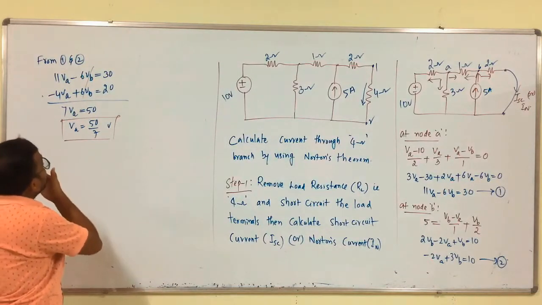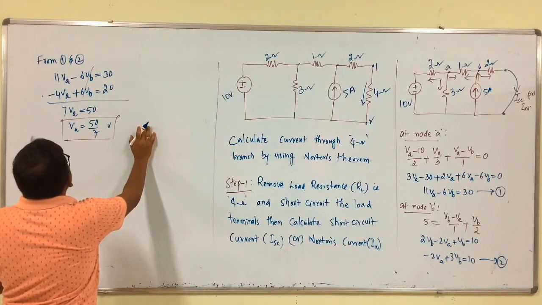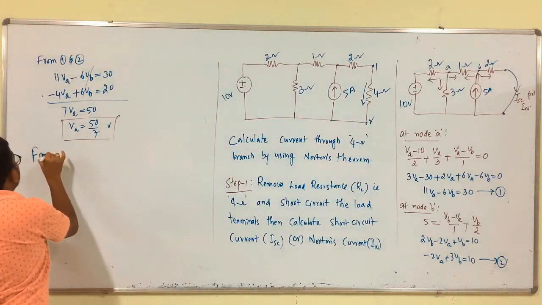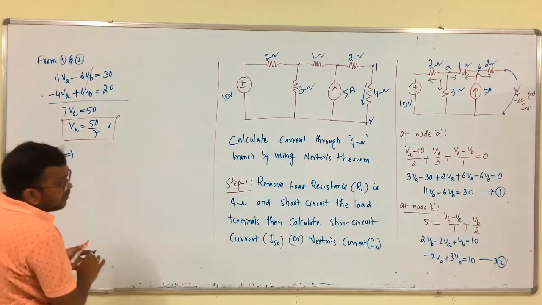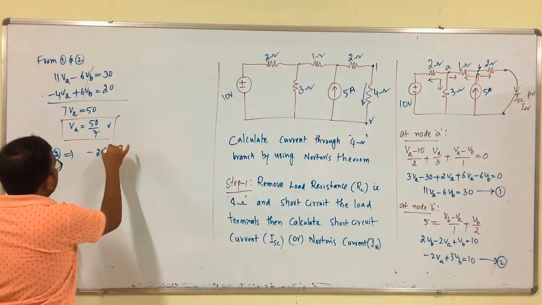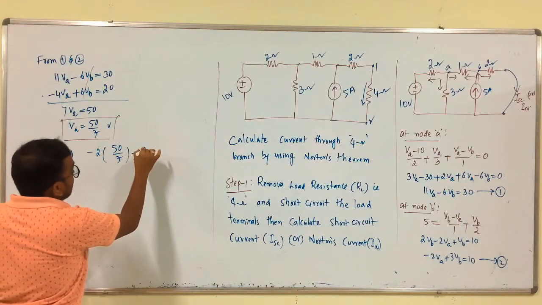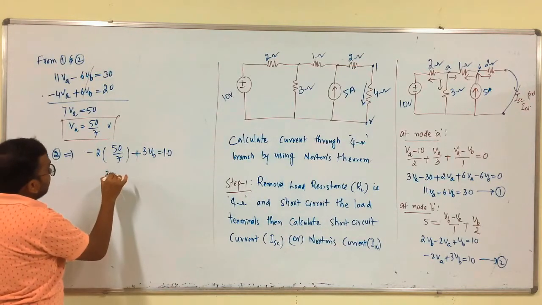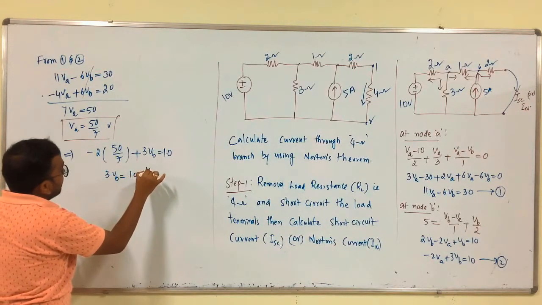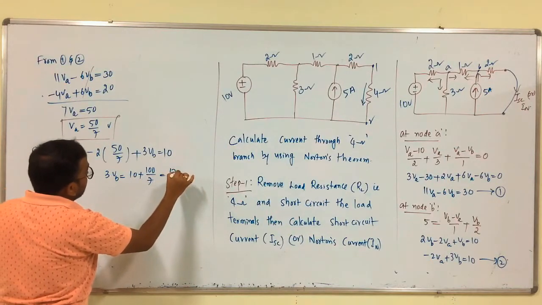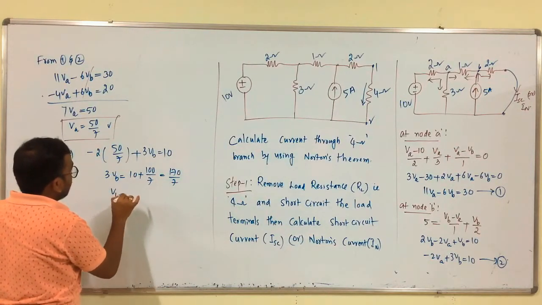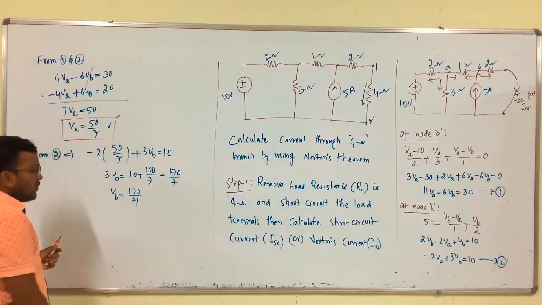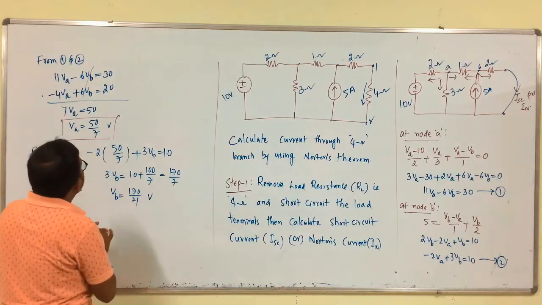Like this, what is the value of V B? From 2, minus 2 into 50 by 7 plus 3 V B is equal to 10. So, 3 V B is equal to 10 plus 100 by 7, that is 170 by 7. V B is equal to what? Approximately 170 by 21. So, this is V B.